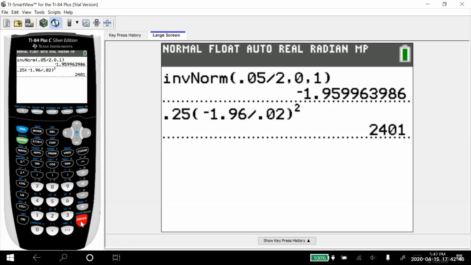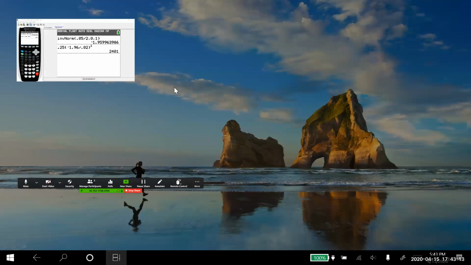And I get, now notice this time I didn't even get a decimal. Let's say that was 2401.1. I'd have to round up to 2402. If it was 2401.8, I'd still have to round up to 2402, because there is no decimal. So it's 2401, and that's the answer to the question. So n equals 2,401.